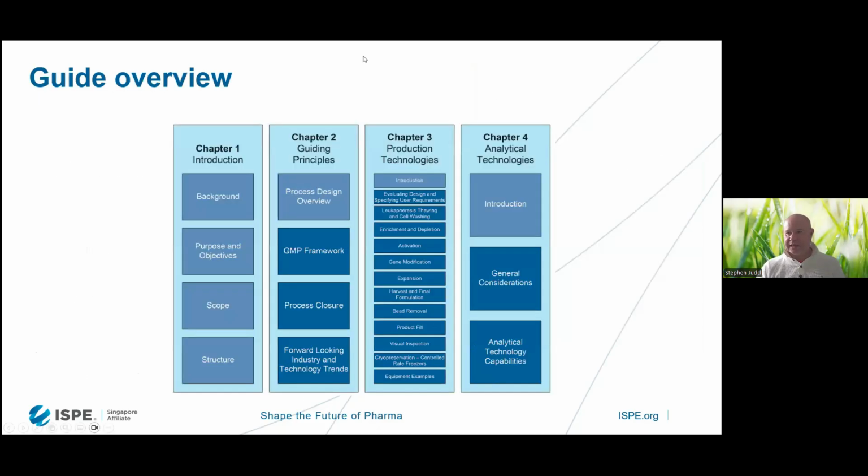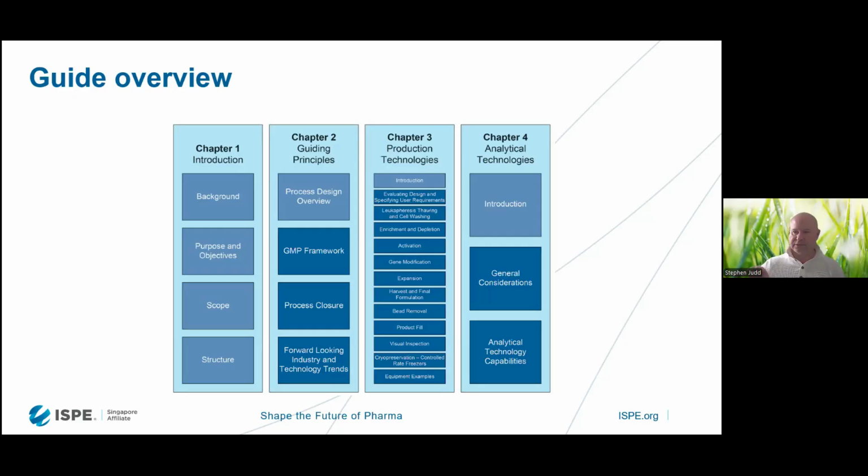So, and then just an overview of how the guide is structured. Chapter 1 gives you a general overview of the purpose and objectives of the guide. Chapter 2, which I'll discuss now in a bit more detail, gives some general guiding principles towards process, GMP, contamination control, etc. Chapter 3 is a more detailed look at the specific process technologies.